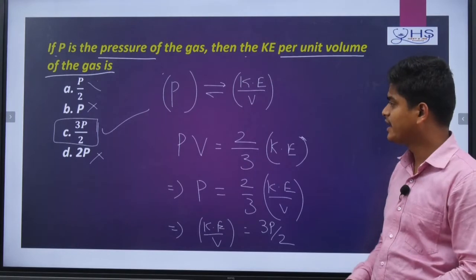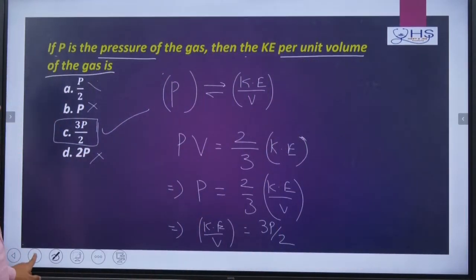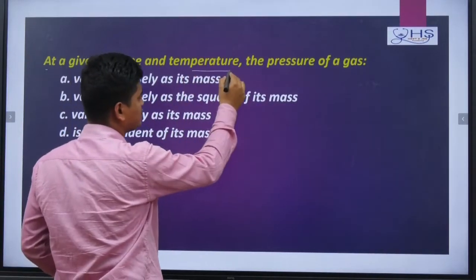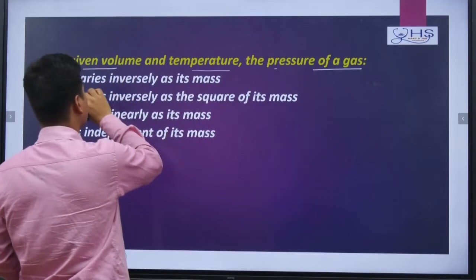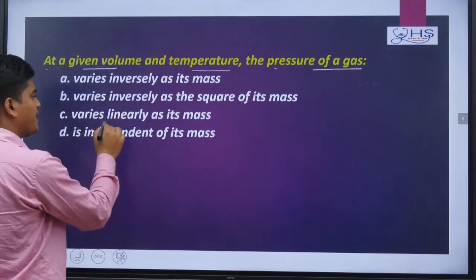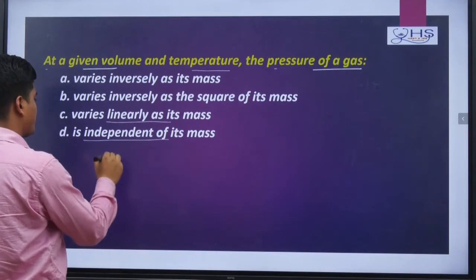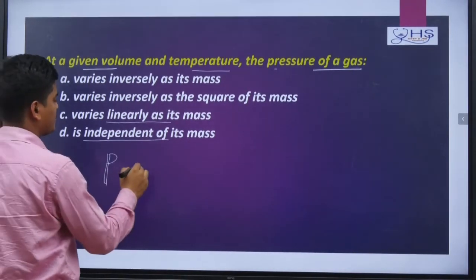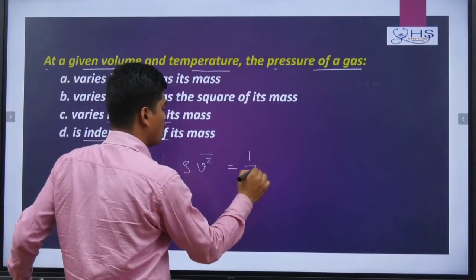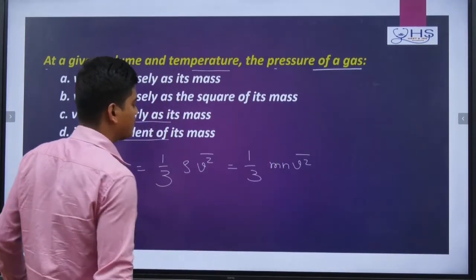So this is what you are getting from here. So pressure and kinetic energy relation. Now come to next. At a given volume and temperature, the pressure of gas varies inversely as its mass, varies inversely square of the mass, varies linearly with mass, or is independent of mass. Now understand. So pressure is what basically I told: 1 by 3 rho V square average, or 1 by 3 mn V square average. So like that you can write.